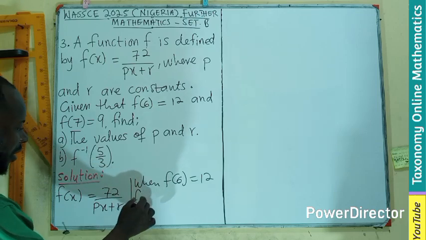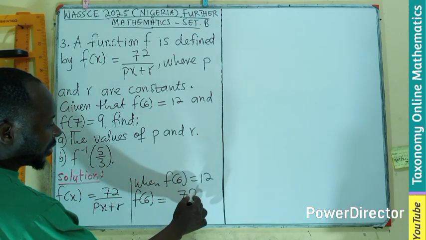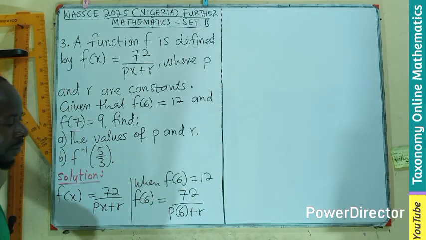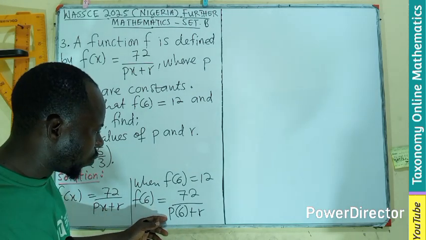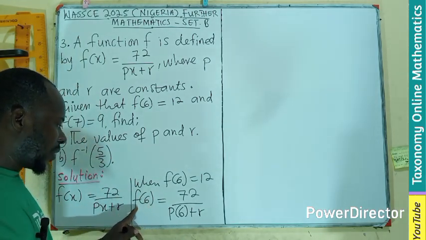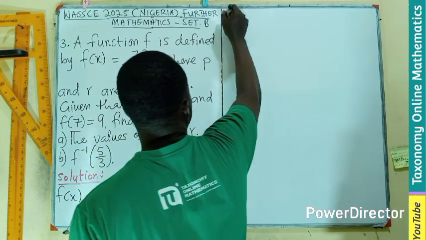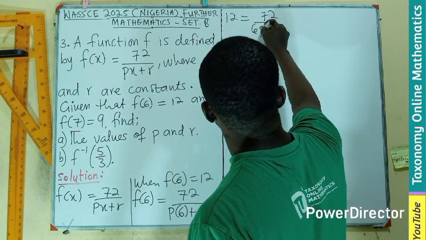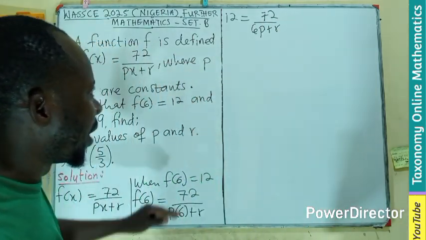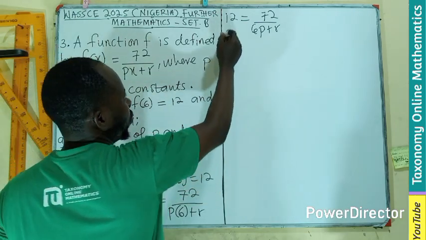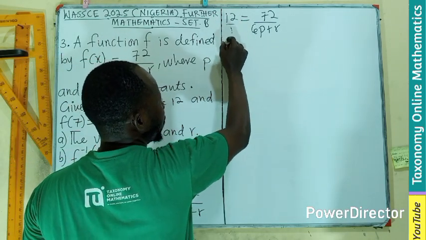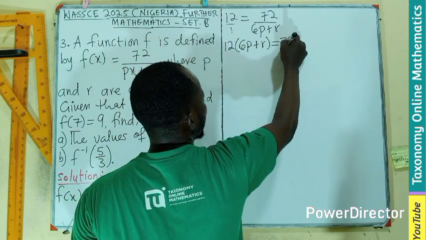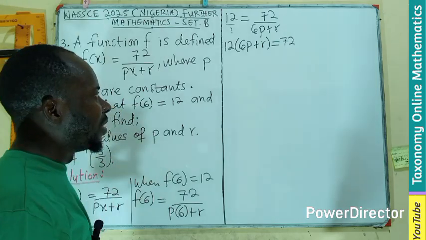Let's make it f of 6 equals 72 divided by p times 6 plus r. If that is true, we now replace the whole of f of 6 by 12. So I have 12 equals 72 over 6p plus r. Let's solve it. This is going to be cross multiplication. So I have 12 multiplying 6p plus r equals 72 times 1, which remains 72.